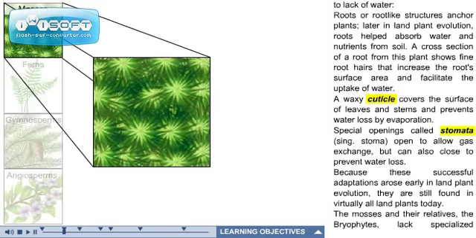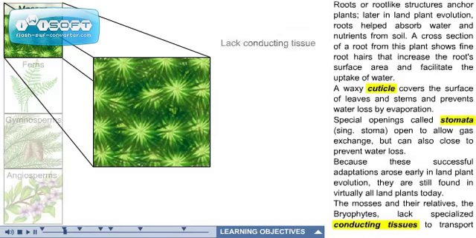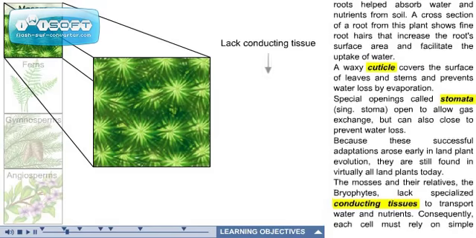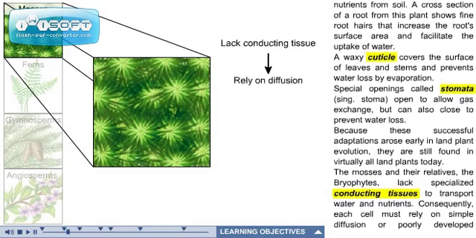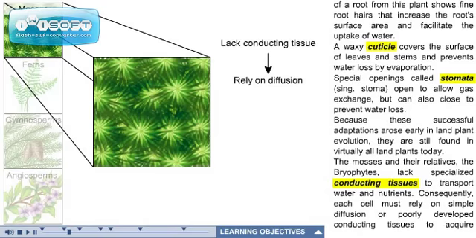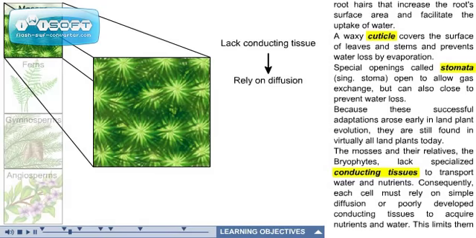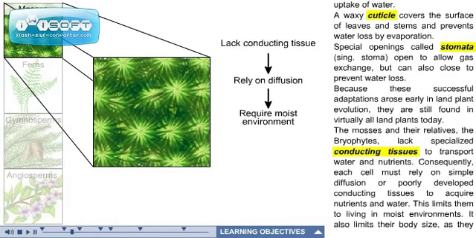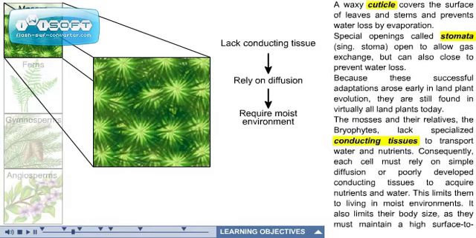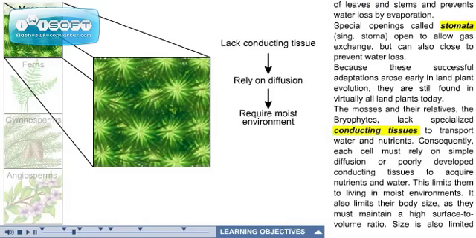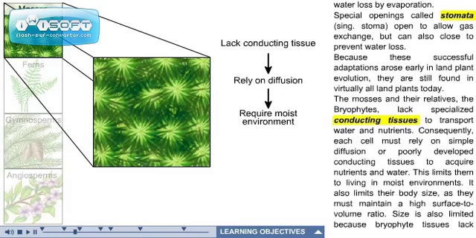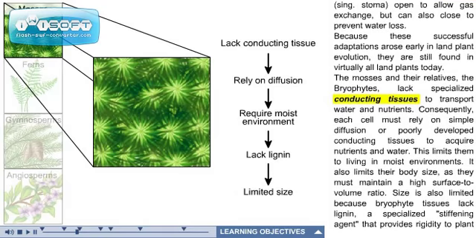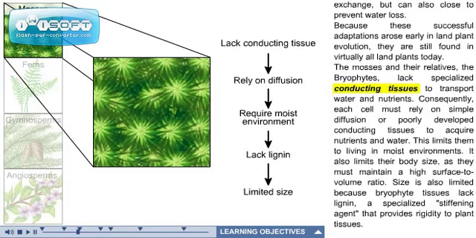The mosses and their relatives, the bryophytes, lack specialized conducting tissues to transport water and nutrients. Consequently, each cell must rely on simple diffusion or poorly developed conducting tissues to acquire nutrients and water. This limits them to living in moist environments. It also limits their body size, as they must maintain a high surface-to-volume ratio. Size is also limited because bryophyte tissues lack lignin, a specialized stiffening agent that provides rigidity to plant tissues.